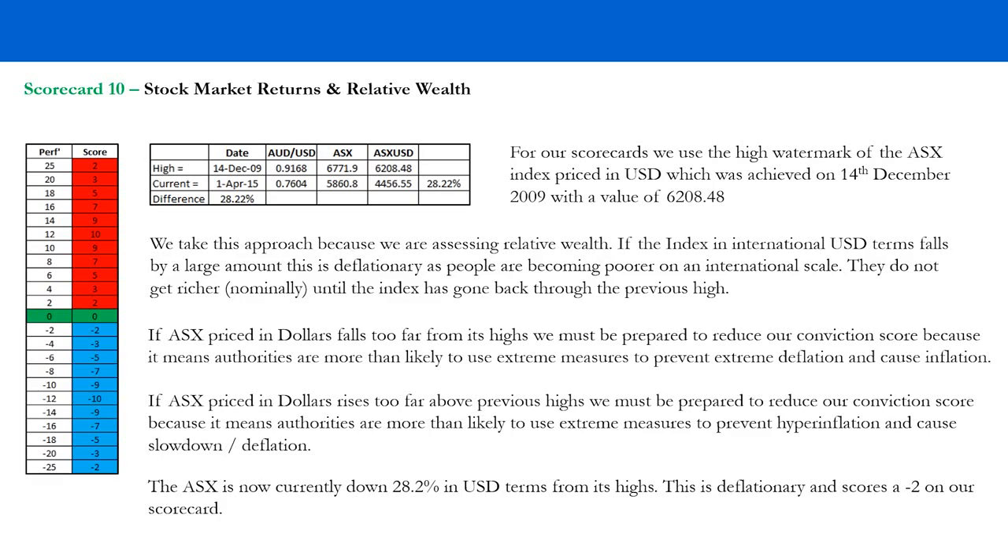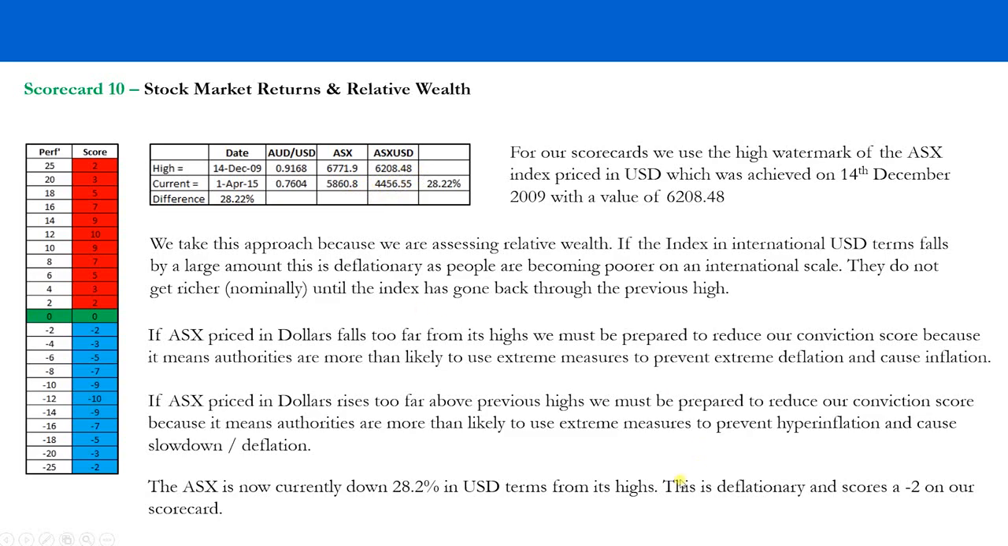with a value of 6,208.48. So if you go through the data, you can actually find the day that the ASX priced in US dollars actually topped out. And then you can work out where it is now and how much it's fallen.